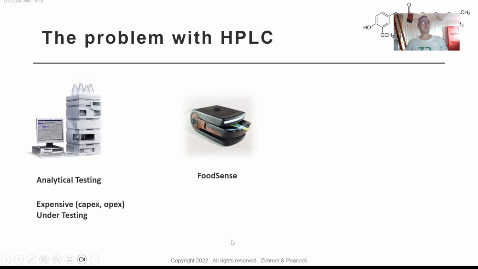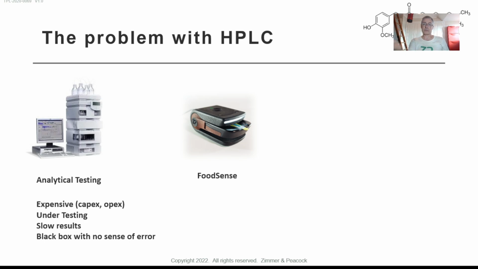How many samples will people send? People won't send every sample to the HPLC lab because it's too expensive. So it leads to a lot of under-testing, and the results can be slow. Even if you had this in-house, you may wait some time to get your actual results. It's a black box with no sense of error. So you've no, let's say, vision on what's really happening.